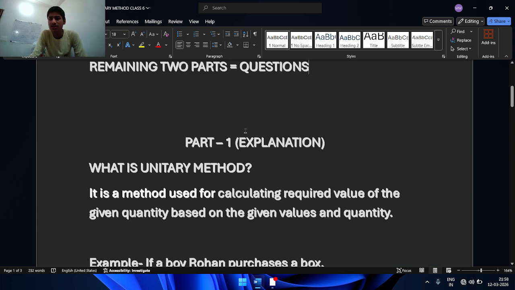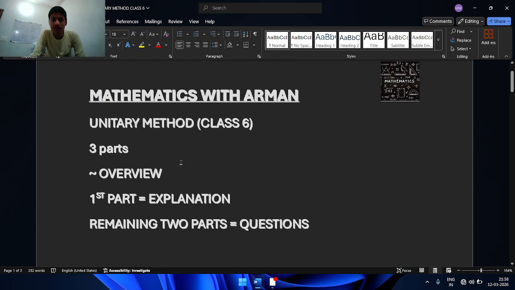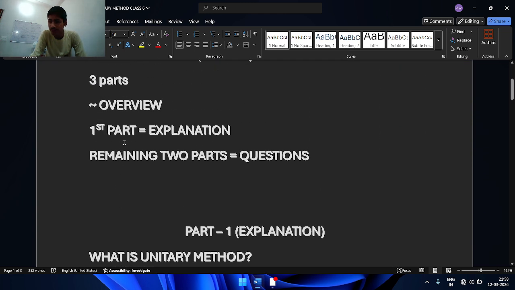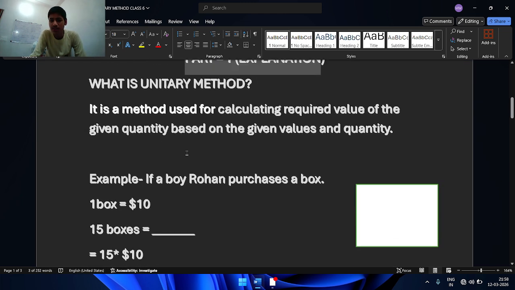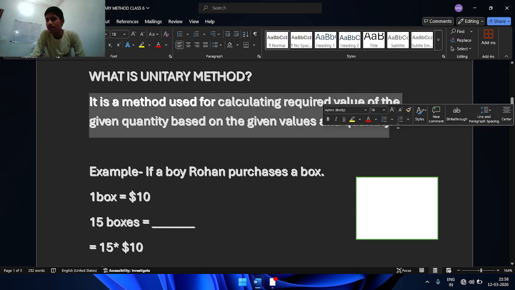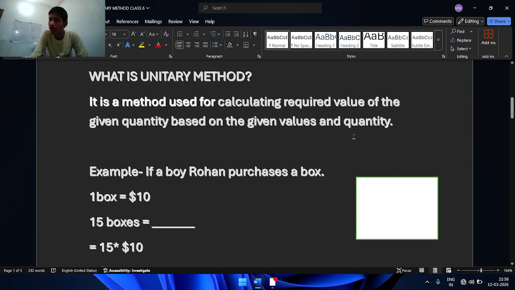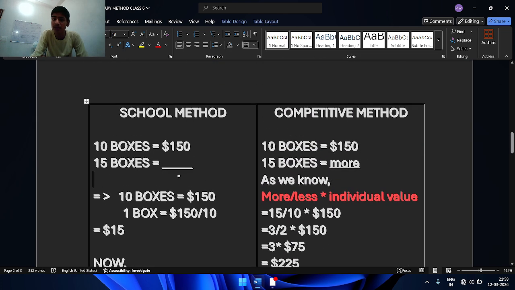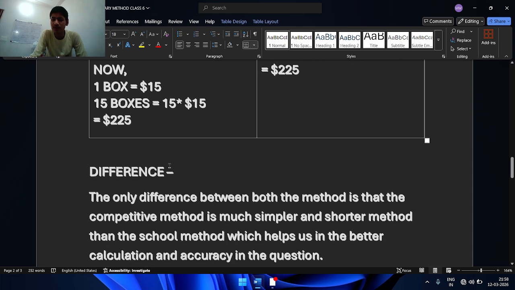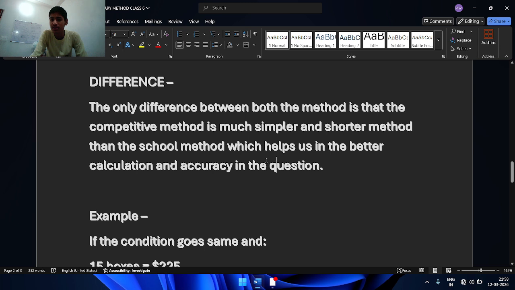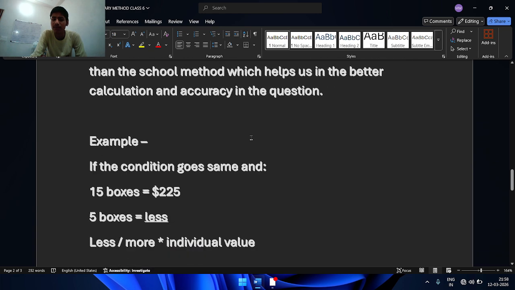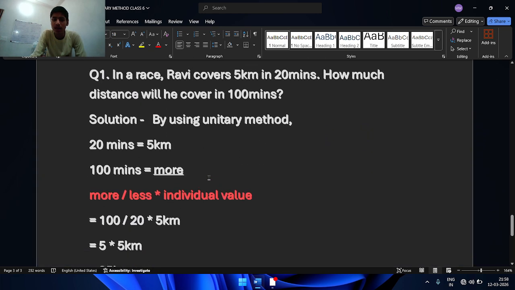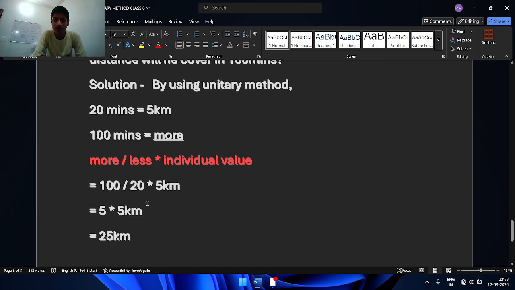Before ending the session, I am just quickly revising. We talked about the 3 parts, we did the overview, now I am starting the explanation. What is the unitary method? It is a method used for calculating the required value of the given quantity based on the given values and quantity. I have taught you that there are 2 methods, the school method and the competitive method. Both are easy, but if you have to do it faster, simpler, shorter, then I prefer you to do the competitive method. And that is all, I have told you how to do it.